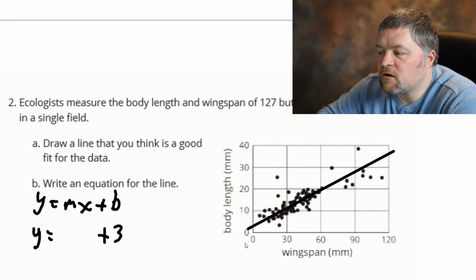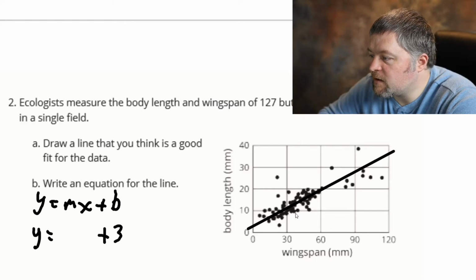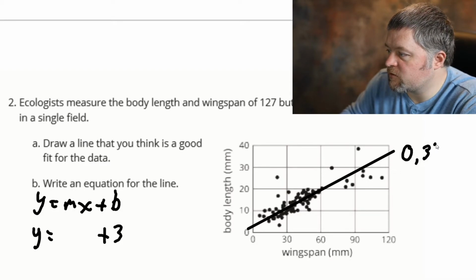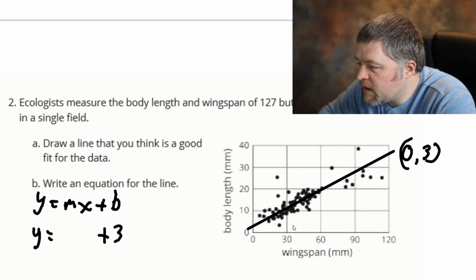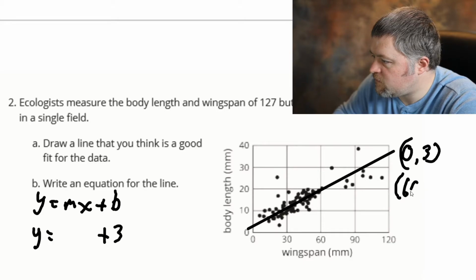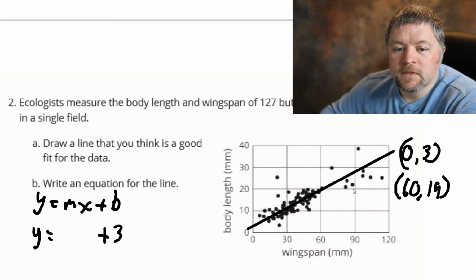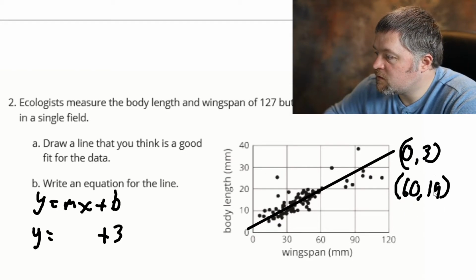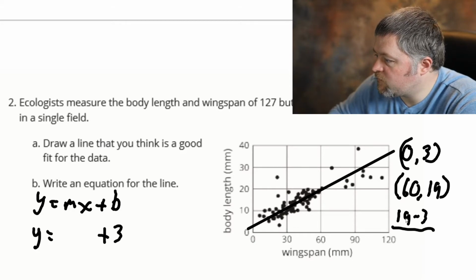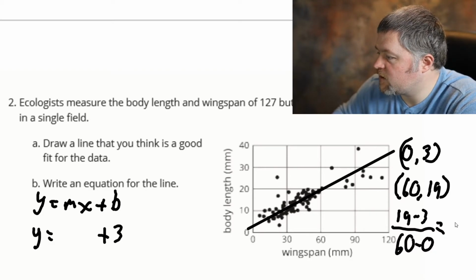Now our m, our slope, rise over run. Find a couple of nice points on our graph. (0,3) is a nice point we've already used. And how about the point right here? Looks like about (60,19). So slope formula, rise over run, y2 minus y1 over x2 minus x1: 19 subtract 3 over 60 subtract 0, which is 16 over 60.